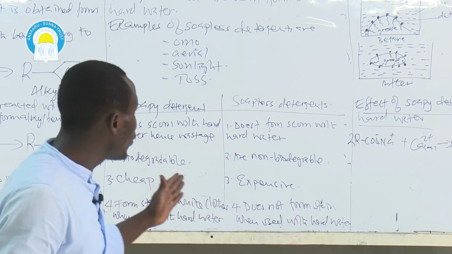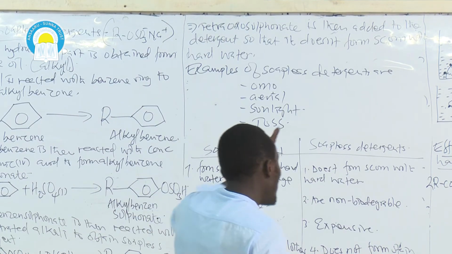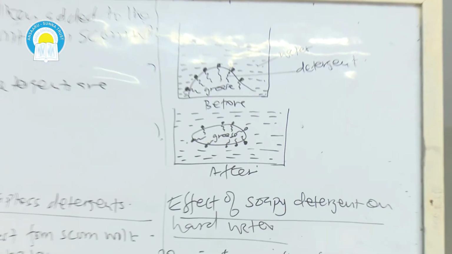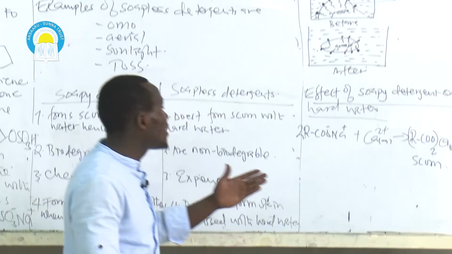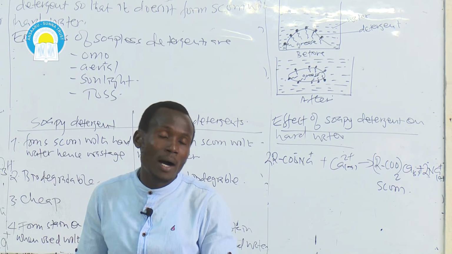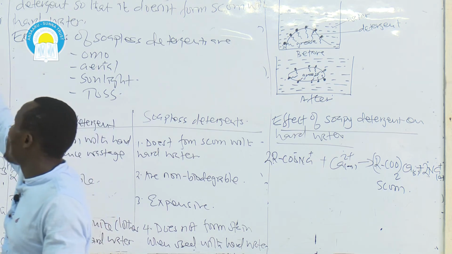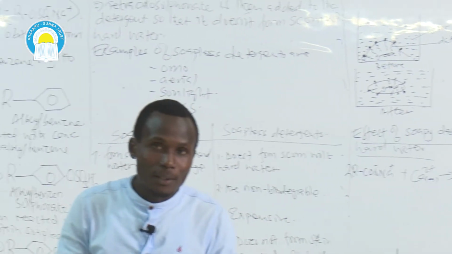So from the two, you can distinguish a soapy detergent from a soapless detergent by looking at the structure. The soapless detergents contain the sulfonate part, while a soapy detergent contains the carboxylate part derived from organic carboxylic acids, while here the sulfonate part is derived from sulfuric acid.